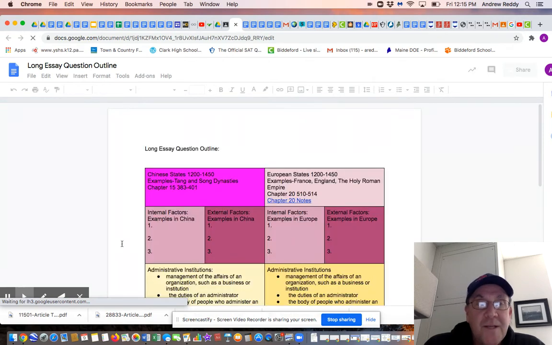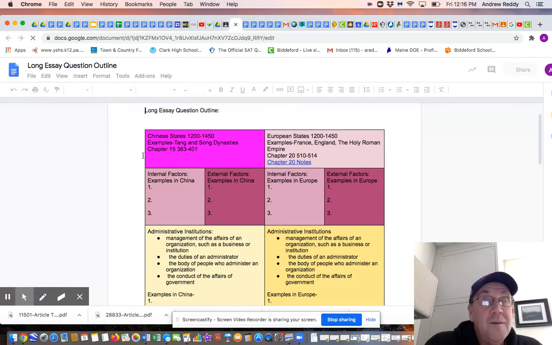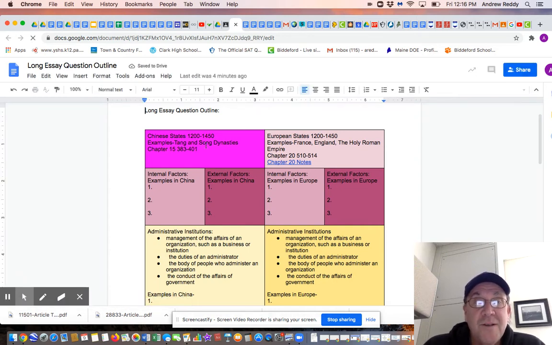you will see something that looks like this. And what I'm doing here, or having you do, is break down the difference between the Chinese states and the European states that go along with the prompt from the long essay question that we'll be working on. Examples of Chinese states during this period were the Tang and Song dynasties. European states would include France, England, and the Holy Roman Empire.